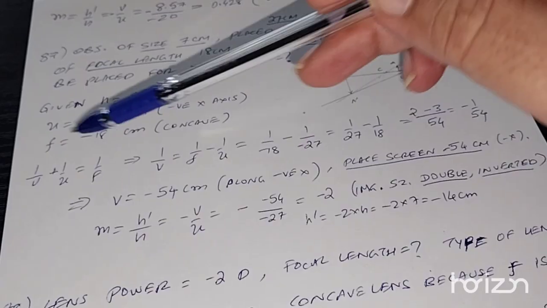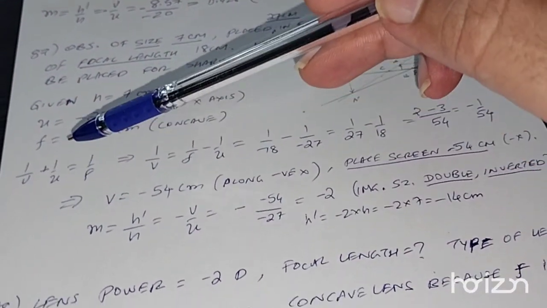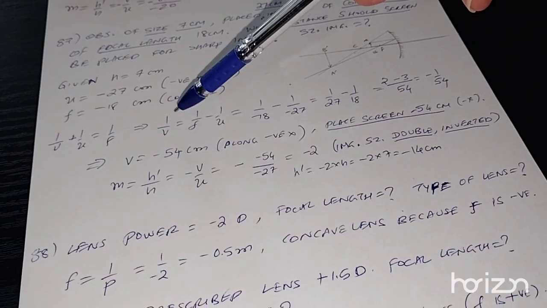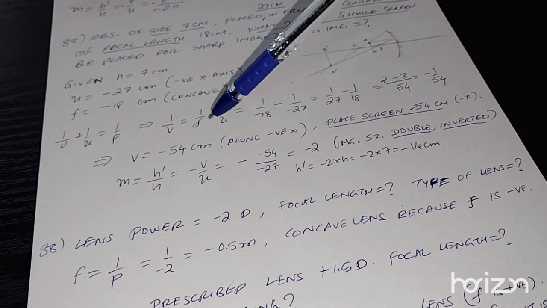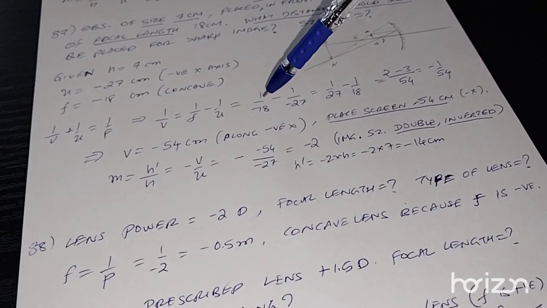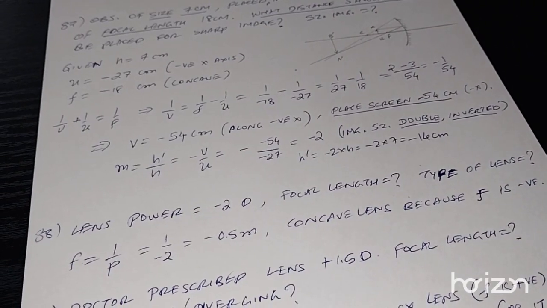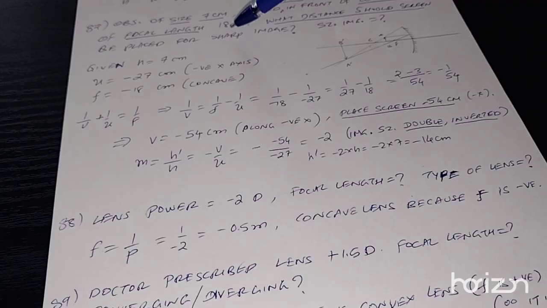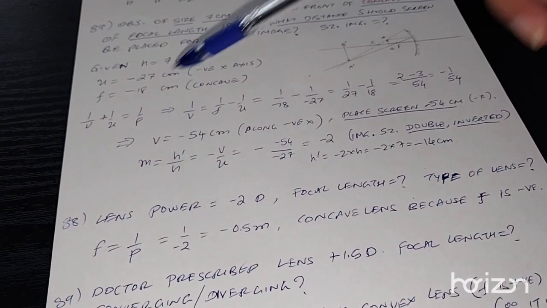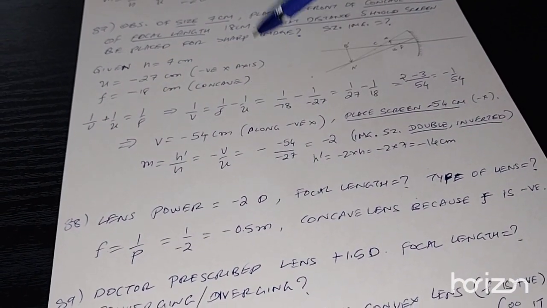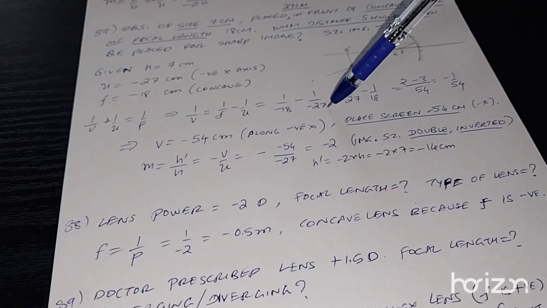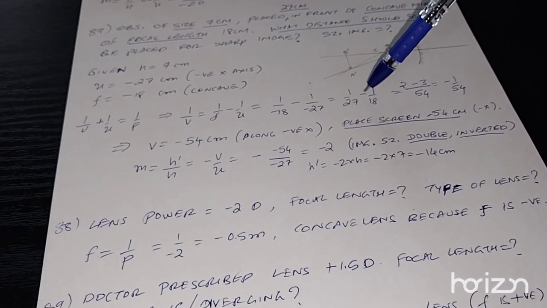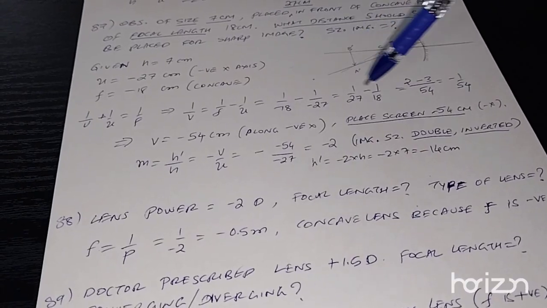Okay, so mirror formula is 1 by v plus 1 by u is equal to 1 upon f. So you want the image distance, so 1 by v is equal to 1 by f minus 1 by u. What is f? Focal length is minus 18, we have substituted that. u is equal to minus 27, we have substituted that. This minus and minus will give you plus, and this will give you minus 1 by 18.